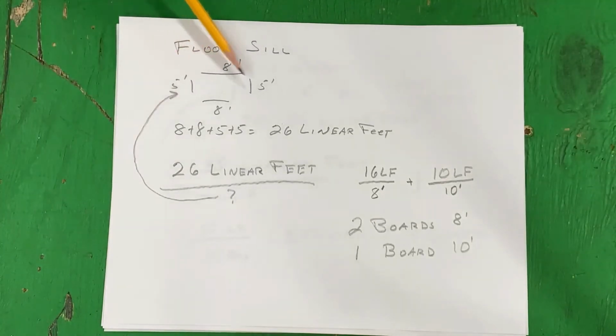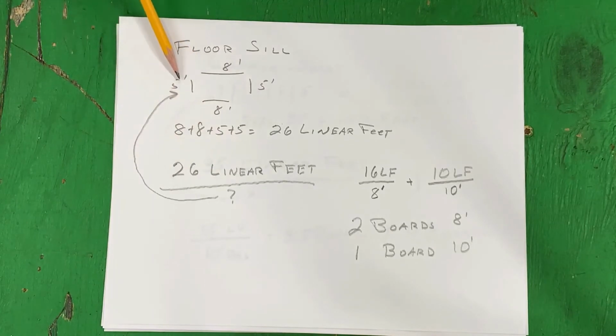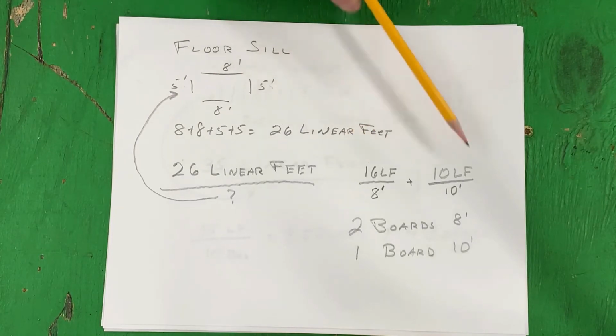Floor seal. We're measuring a perimeter, 26 linear feet. I'm going to go back here and start again and look at my floor design. I've got 8s and I've got 5s. You know how sometimes we bought 8 foot, sometimes we bought 10 foot? Going to do the same thing here. I'm going to break this 26 into 16 and 10.